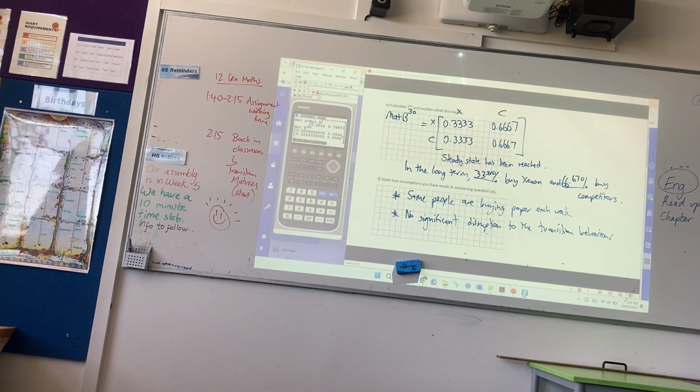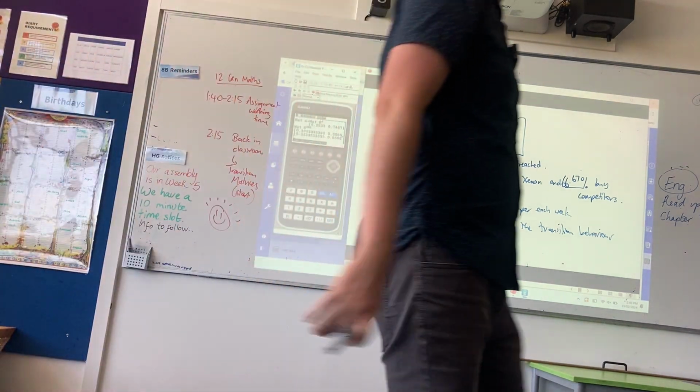Yeah, Flynn. The matrix T will stay the same. The matrix T, that transition behaviour stays the same. Yeah, good. What else does it mean by that? There's no significant disruption. Imagine if Xenon had some big business crisis and it turns out that they went bankrupt and went out of business, and so people couldn't buy that. Those types of factors as well. So assuming that's still remaining the same, okay?